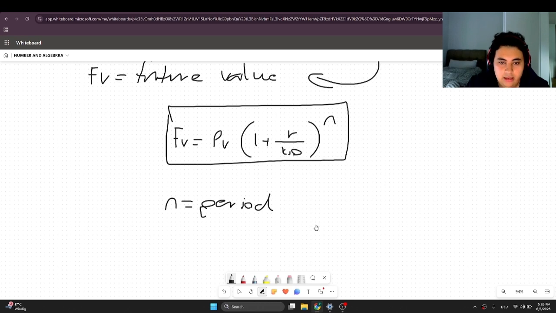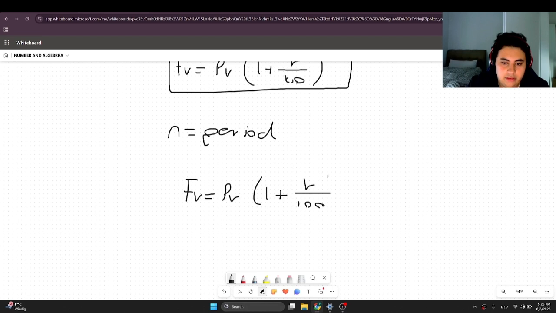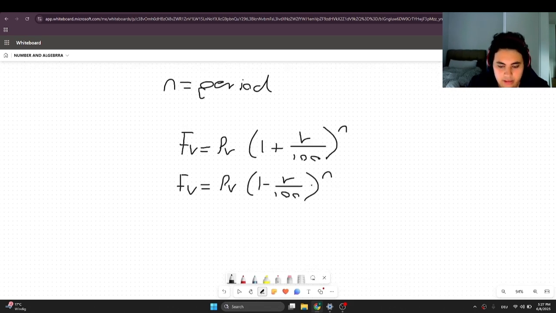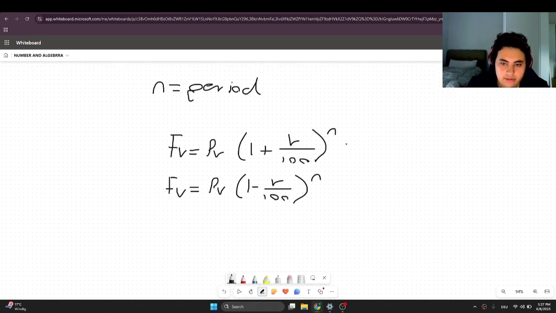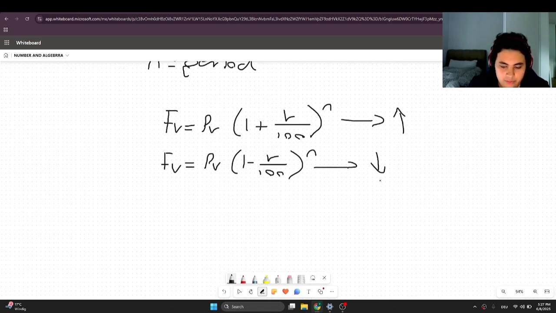There are two versions of this financial application formula. It can be FV equals PV times (1 plus R divided by 100) to the power of n. But it can also be FV equals PV times (1 minus R divided by 100) to the power of n. In the first case we are increasing, so the future value is increasing. In the second case, however, the future value is decreasing by a percentage of R in a given time period, n.